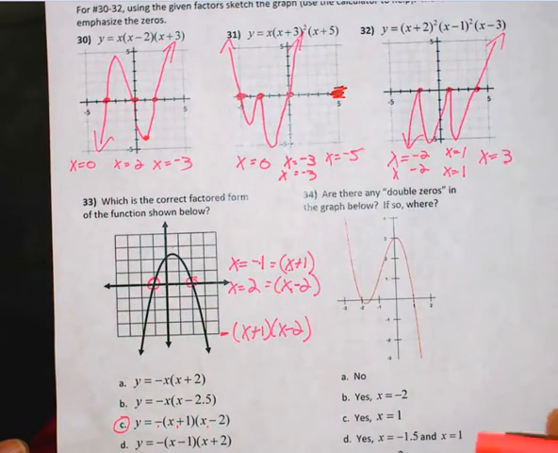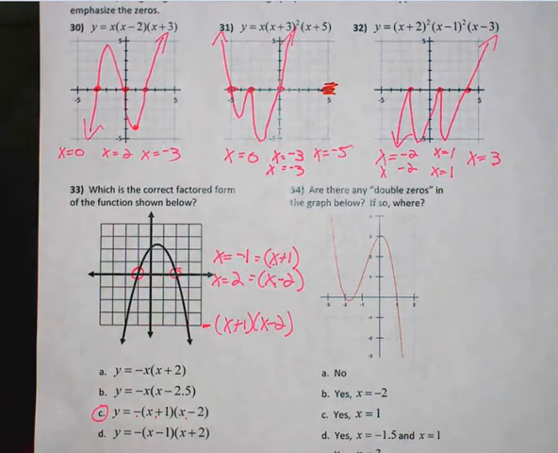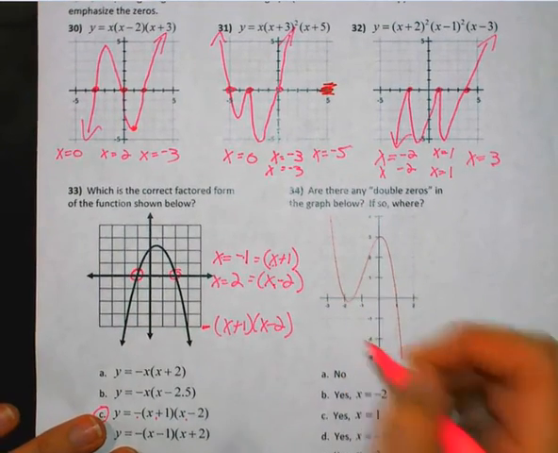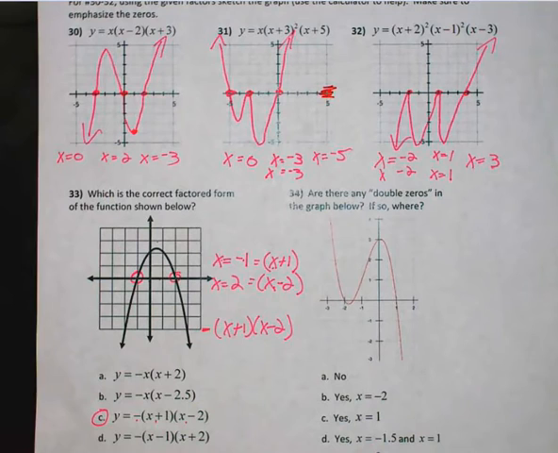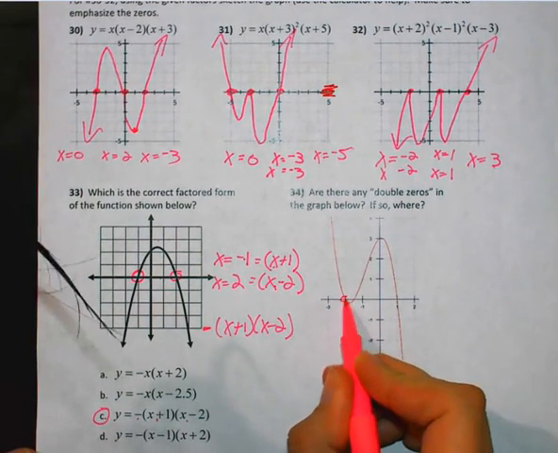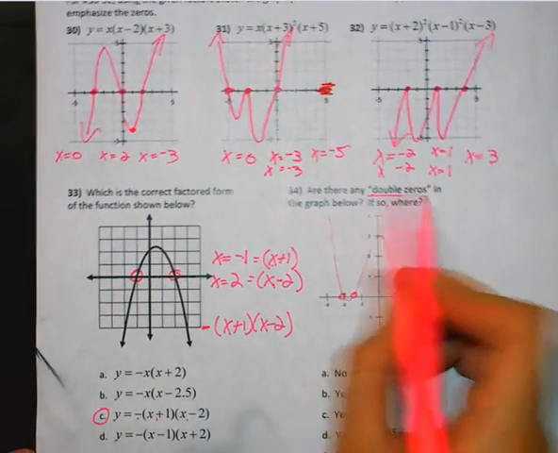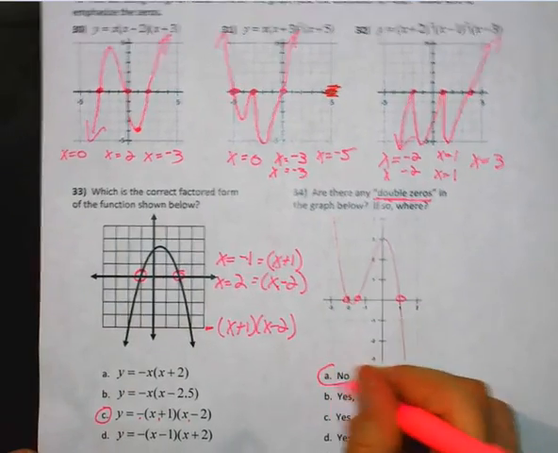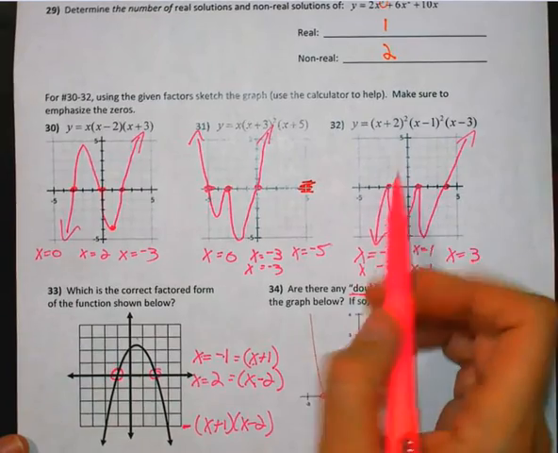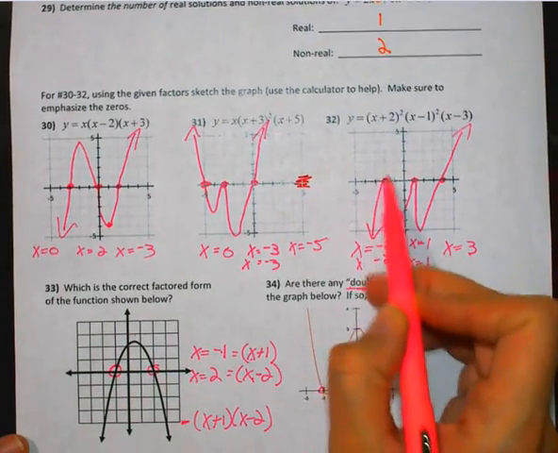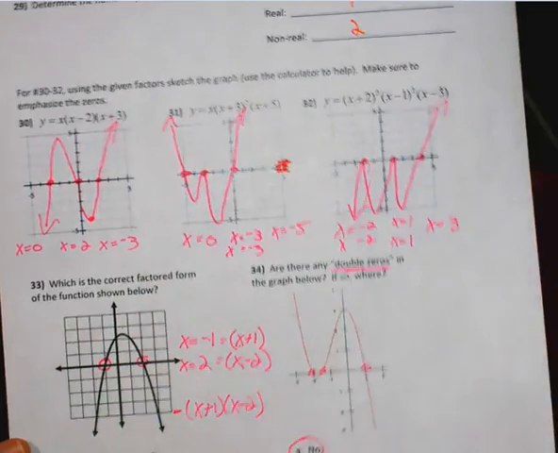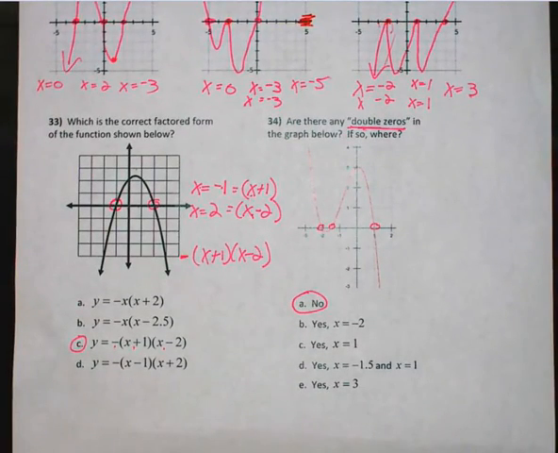All right, last one. Are there any double zeros in the graph? If so, where? Okay, so take a look. Remember what we talked about, double zeros and how they look, how they bump up against the axis. Here I see this is a single root because it's going through, single root, single root. So I do not see any double, which means the answer is no. Remember, this is the one that looks like a double. It just hits, it doesn't go through, it actually just hits and then comes back down. It's a turning point. All right, and that's it for page 3 and 4.